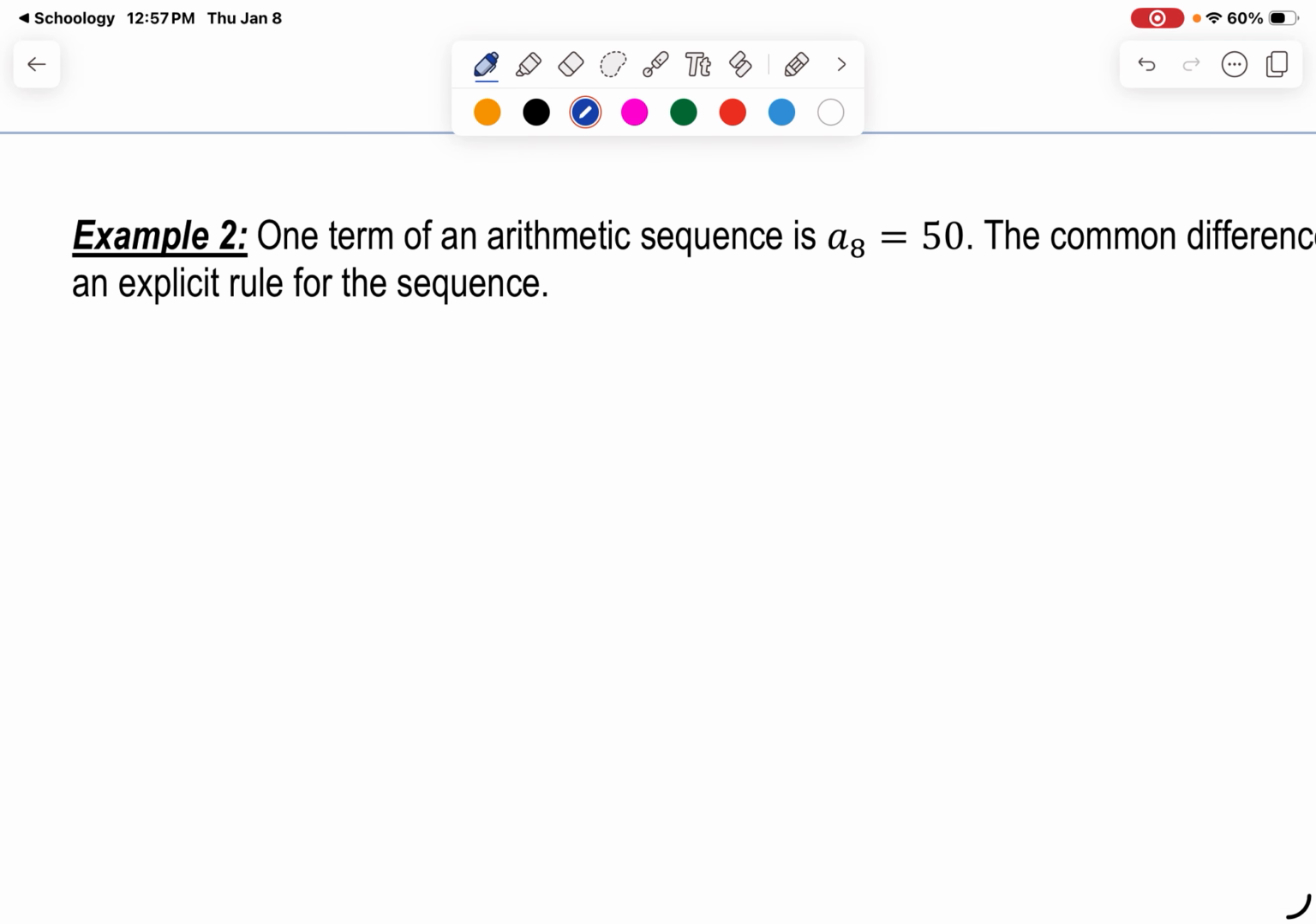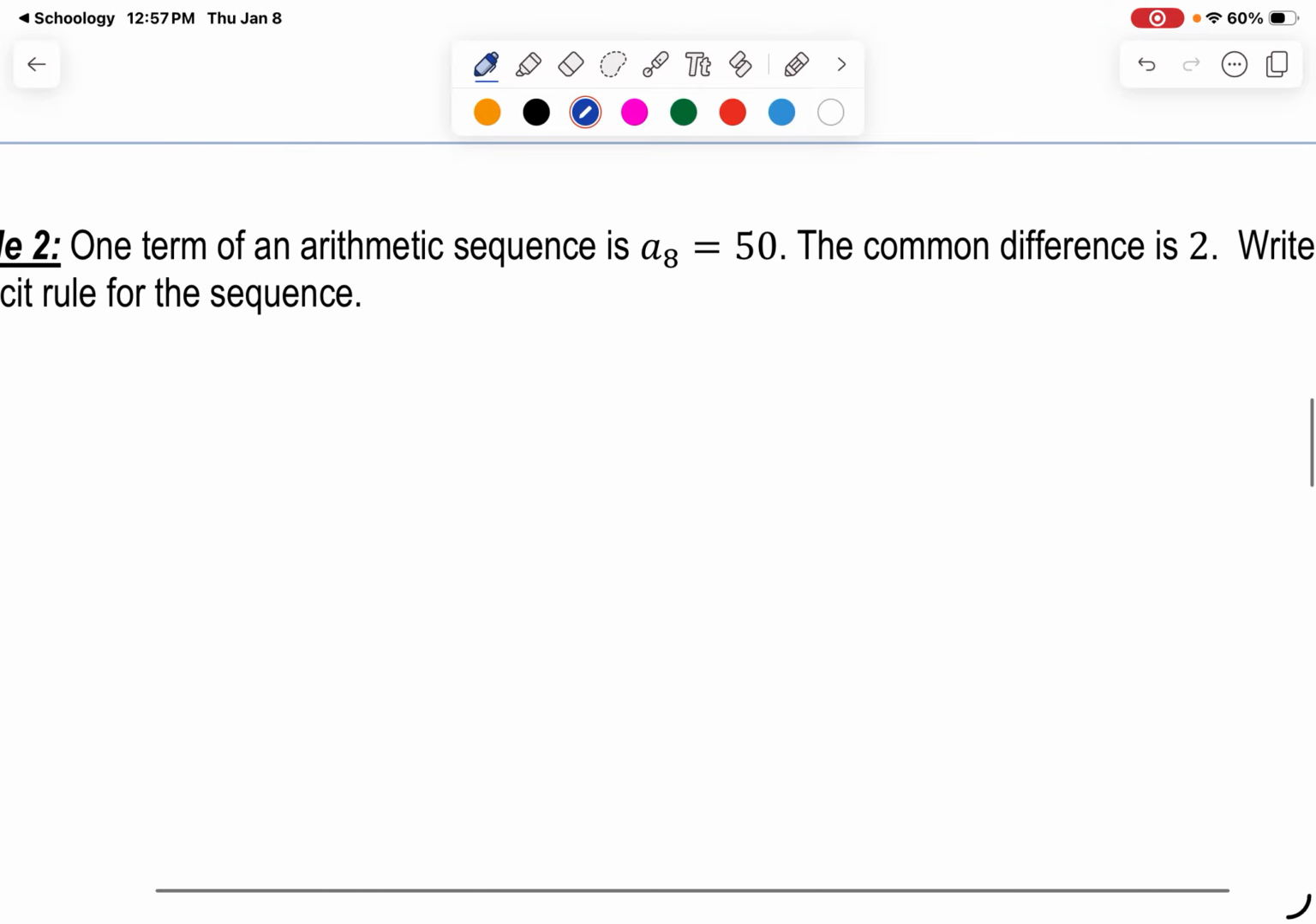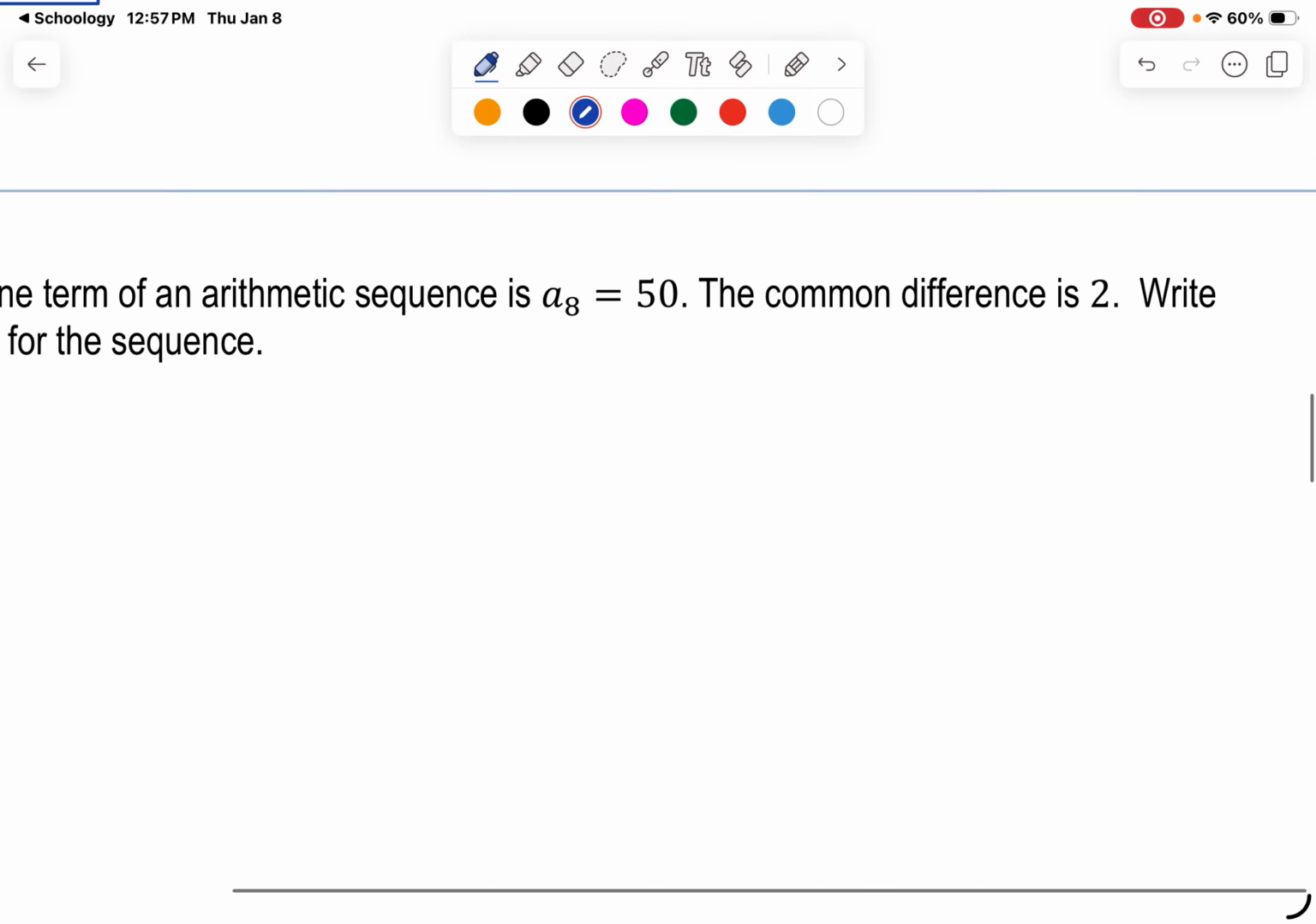One term of an arithmetic sequence is a sub 8 is equal to 50. So what that's saying is that the 8th term is 50. The common difference is 2. Write an explicit rule. So once again, to write a rule, we need the first term, which we were not given, and the common difference. So I was given that. We have d is equal to 2, but we still need the first term.